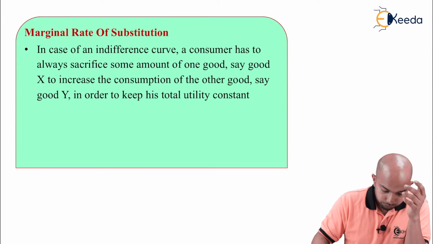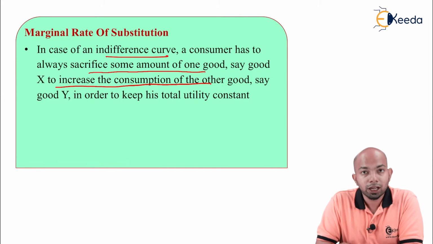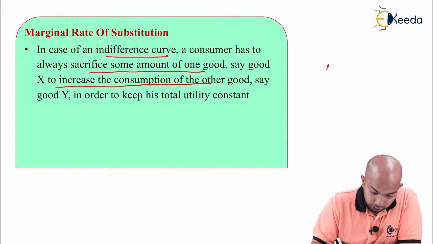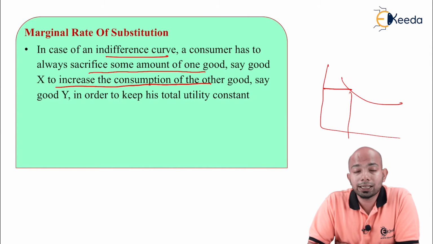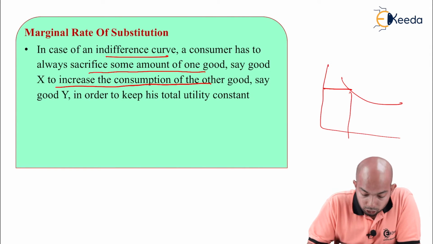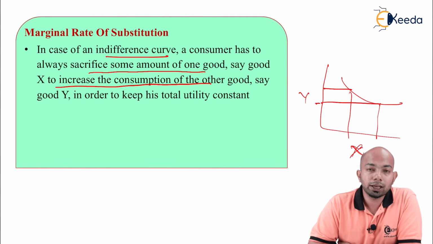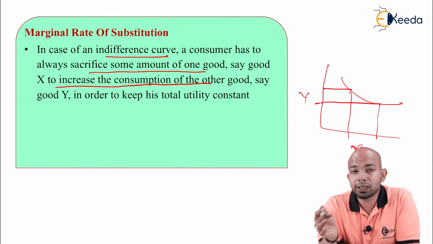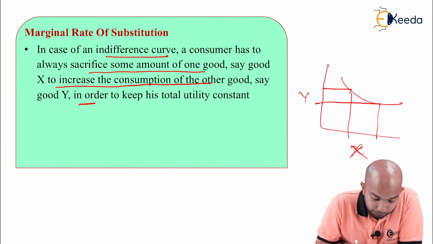Now, in case of an indifference curve, a consumer has to always sacrifice some amount of one good, say good X, to increase the consumption of the other good. This we have already known. If this is the indifference curve, so if you want to increase the satisfaction, you have to sometimes sacrifice some of the goods. That means you might have to sacrifice product Y if this is Y and this is X. If you want more of X, then you might have to sacrifice more of Y. So some part of Y is taken off and that much is replaced by X. Hence you have more of X and less of Y here. So say, in order to keep the total utility constant.